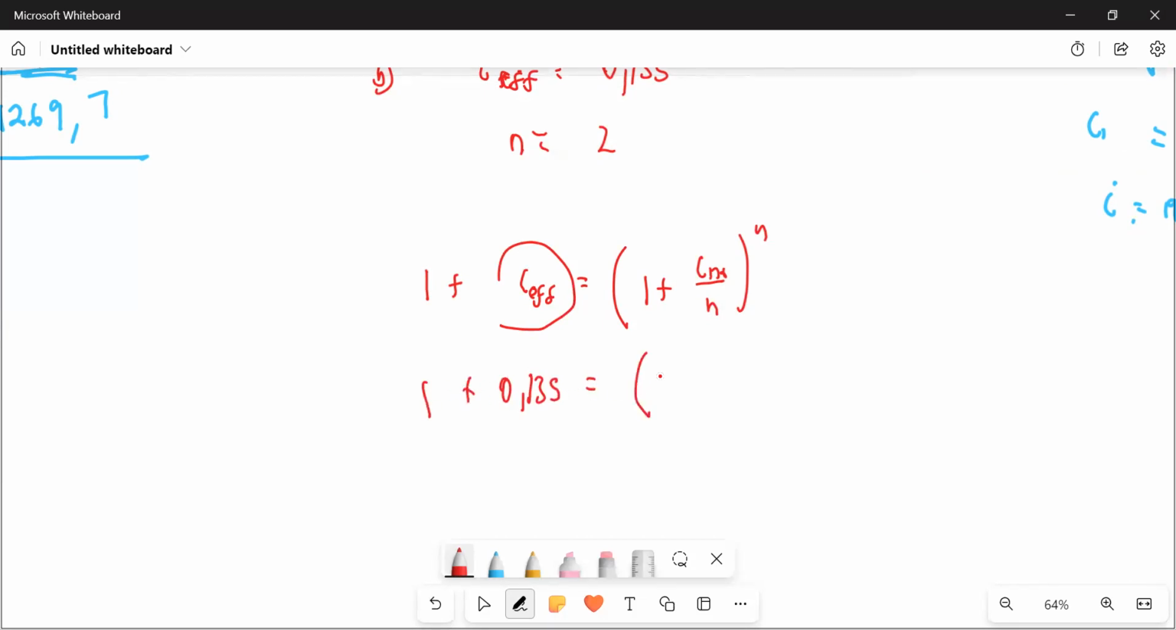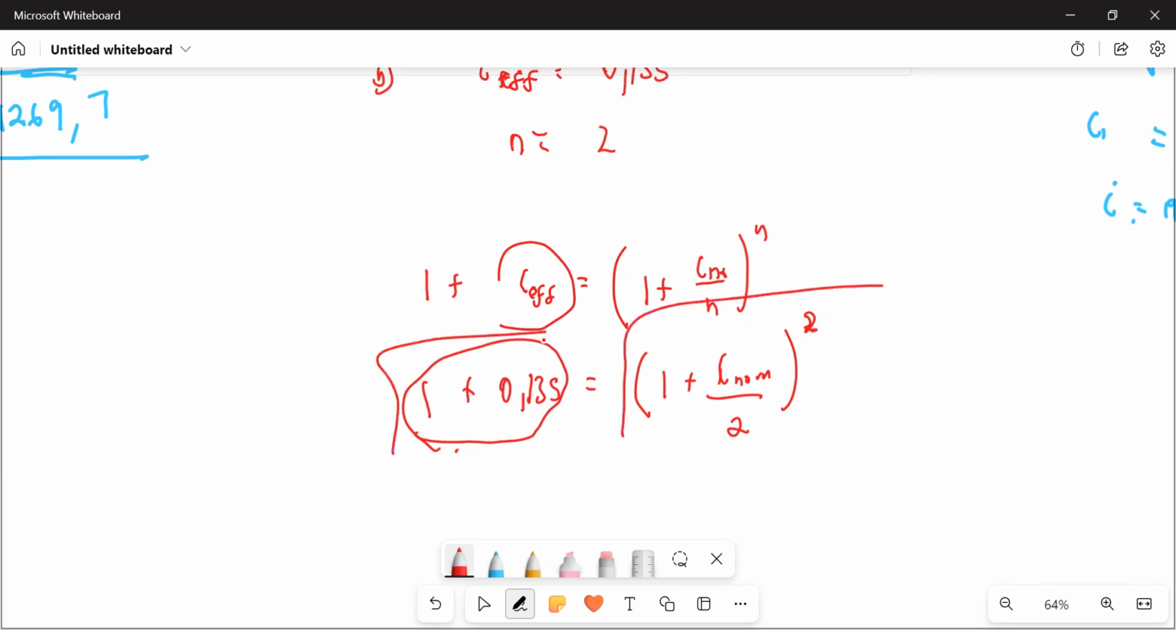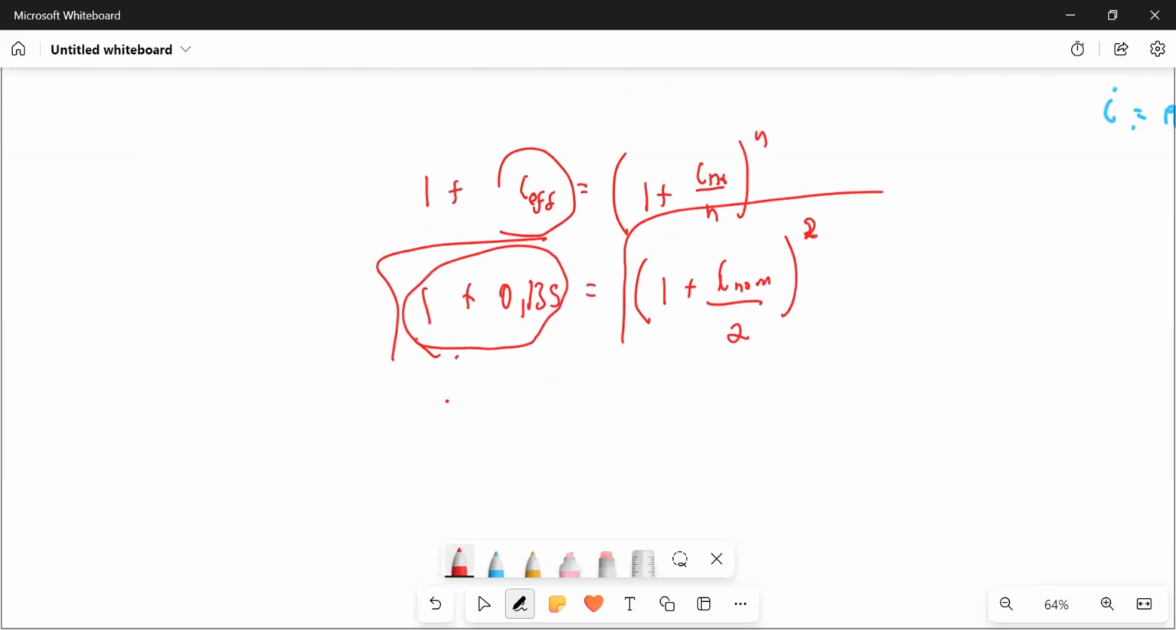This is going to be equal to 1 plus I nominal all over 2, to the power of 2. Okay, these ones, we can add them. They're like terms. And then from there, we want to remove this power of 2. We still remember how to remove it. We are going to put a square root on both sides. So if we take the square root of both sides, what are we going to remain with? We're going to remain with the square root of 1 plus 0.135, which is going to be equal to 1 plus I nominal all over 2.